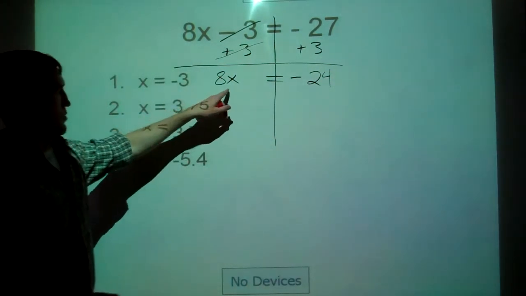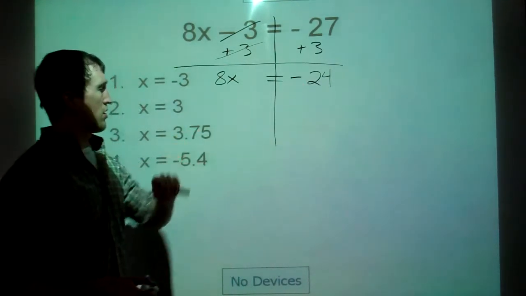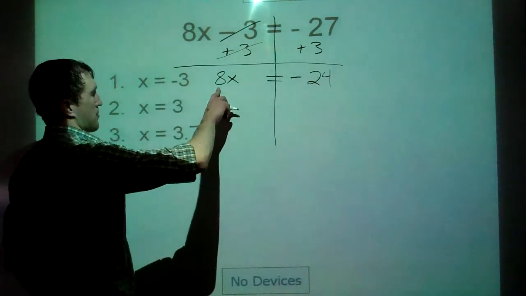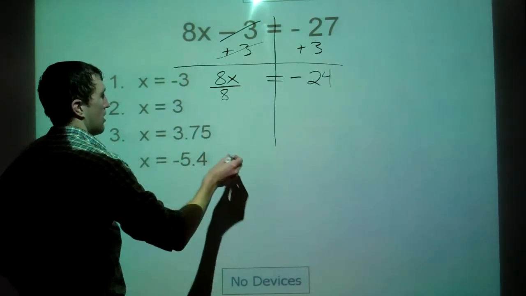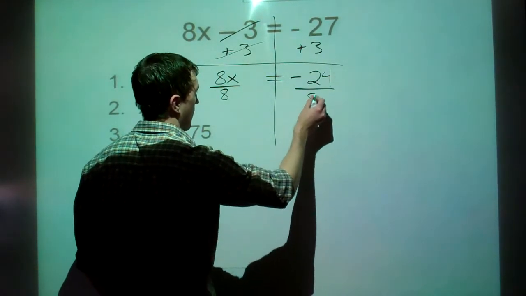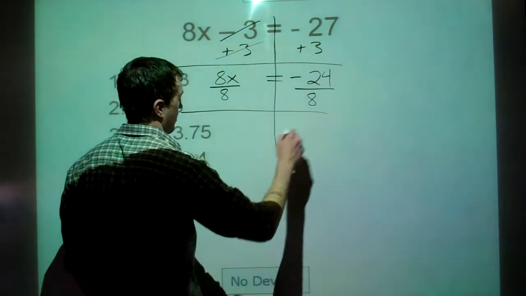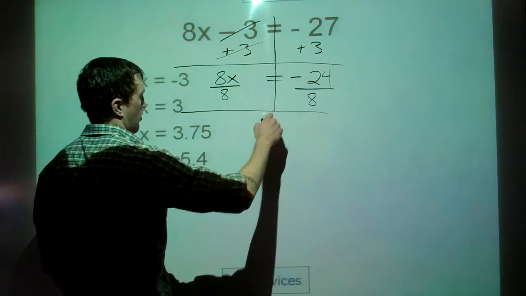Alright? We are now one step away again. We have 8 times what gets us to negative 24. And we want to do the opposite of 8 times x, so we're going to divide by 8 on both sides. And we should get our answer now.